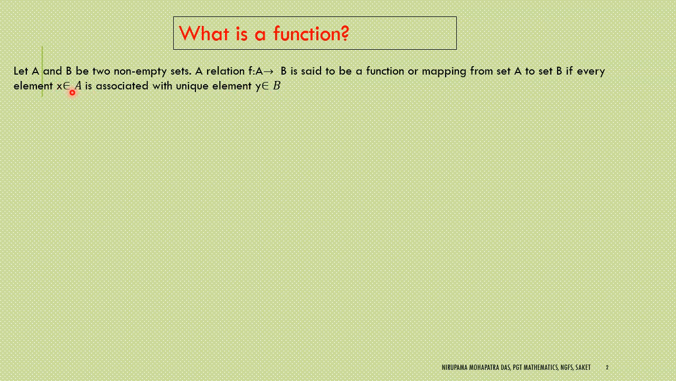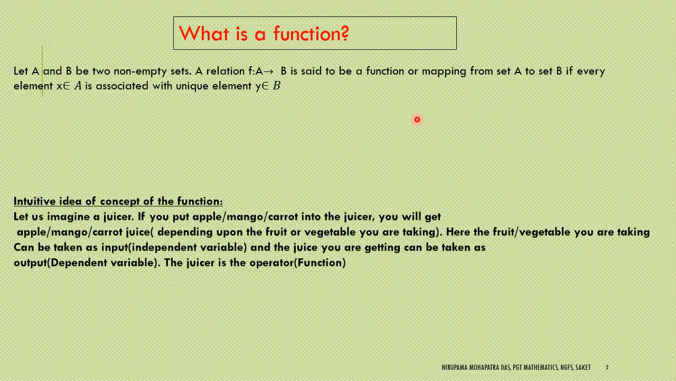In class 11th you have studied: let A and B be two non-empty sets. A relation f from A to B is said to be a function or a mapping from set A to set B if every element x belonging to A is associated with a unique element y belonging to B.